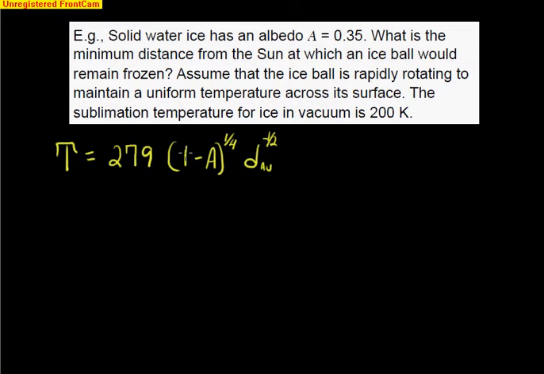And this is from the PowerPoint slides from week 5 Wednesday, slide number 21 is where this question is coming from. Okay, and we're looking for solid water ice has an albedo of 0.35. What is the minimum distance from the sun at which an ice ball would remain frozen?